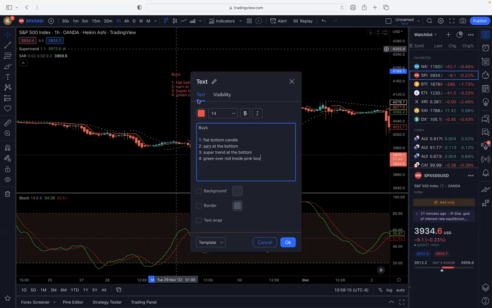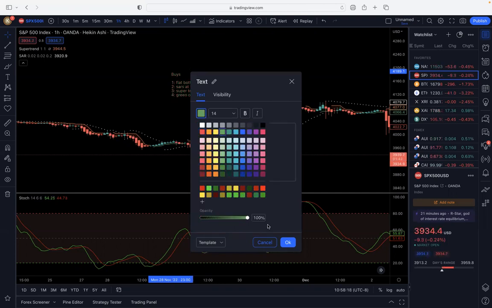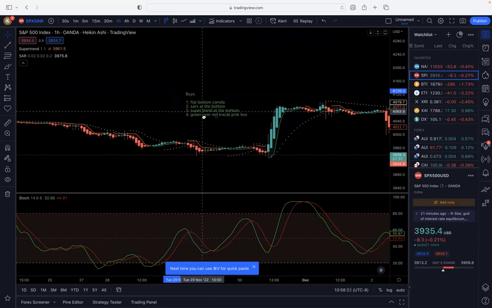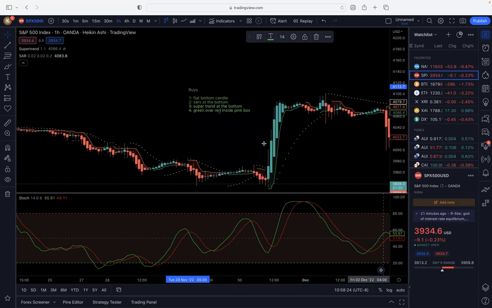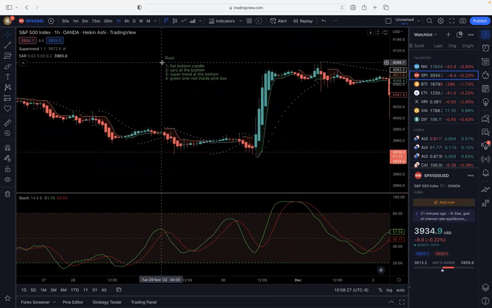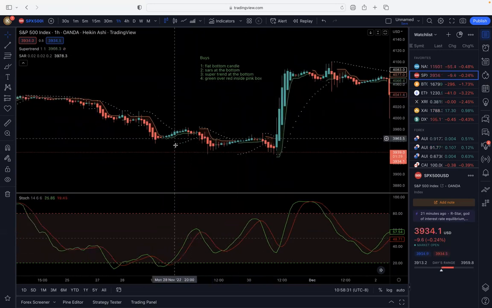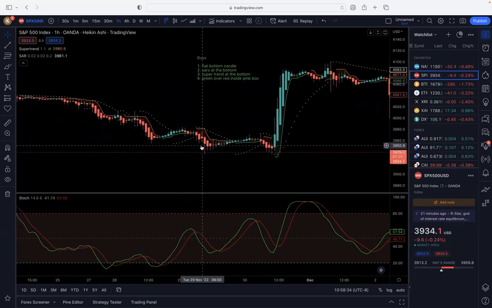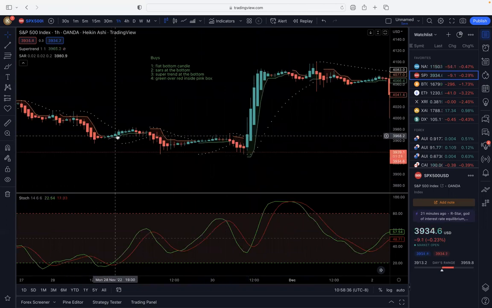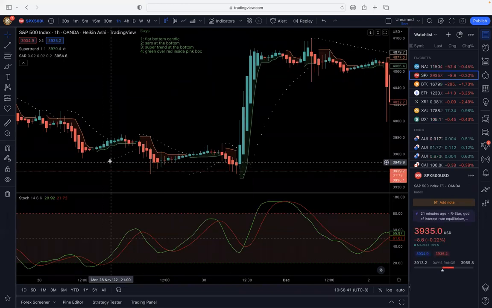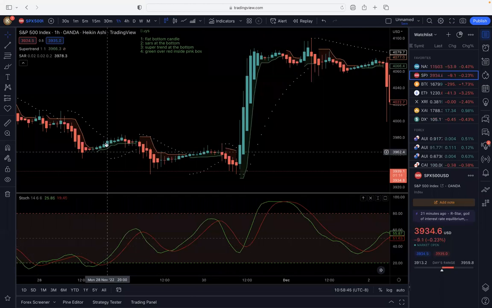Now there are other words for all of this, you know, the break and re-break of the 20 and all of this. But just for the sake of us understanding that this can be simple, we don't have to overcomplicate trading. We're just going to say green over red inside the pink box. So let's see. And there's a lot of confirmations. There's a couple here. I mean, not really. If you look at it, I guess right here we got a flat bottom candle, red over green inside the pink box, SARS at the bottom.